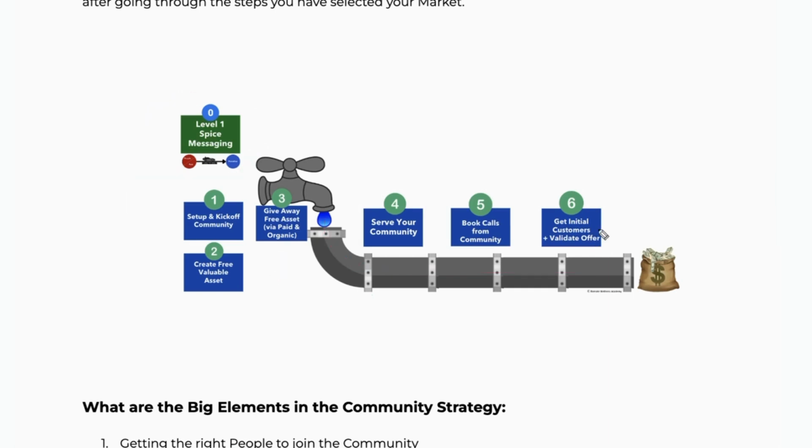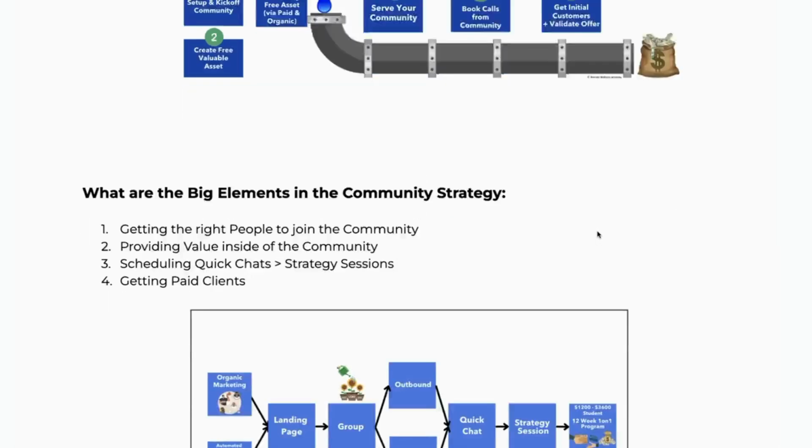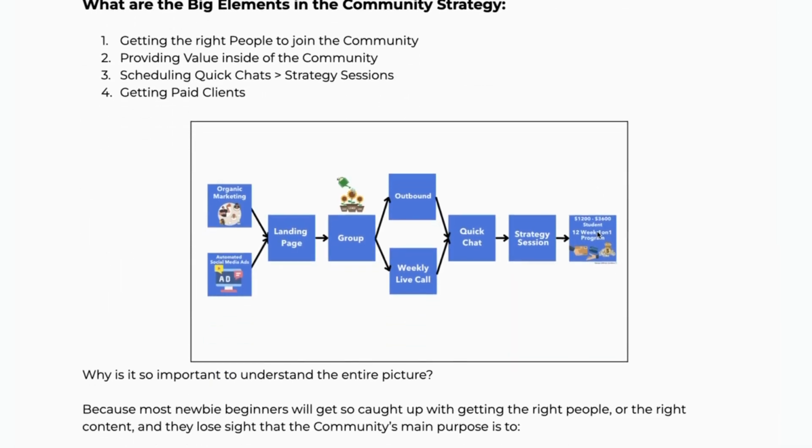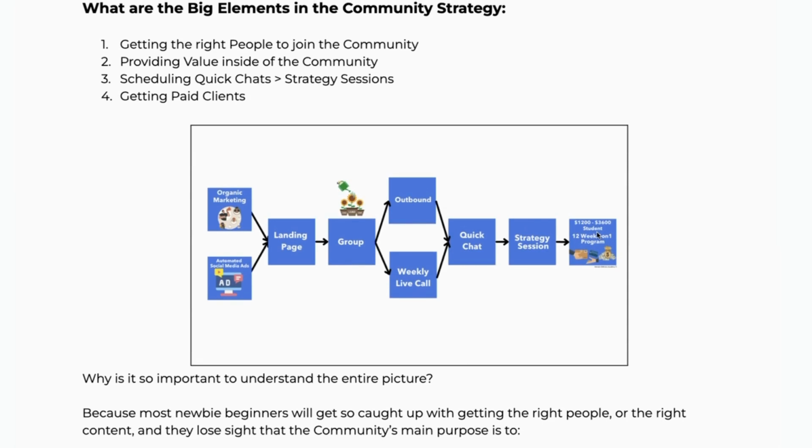Okay. So the next thing I want to walk you through is, what are the big elements in the community strategy? Okay. So what are the big elements inside of the community strategy? Now, there's 4 big elements. Number 1, get the right people to join the community. Okay. Number 2, provide value inside of the community. Number 3, scheduling quick chats, which will then lead to strategy sessions. And last but not least, getting paid clients from within the community.